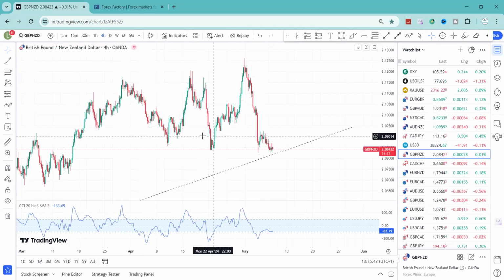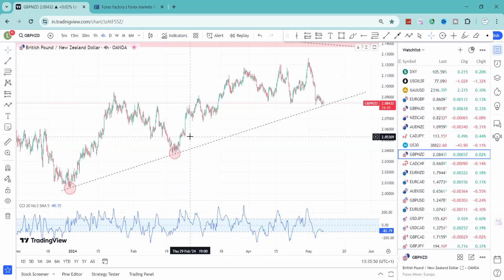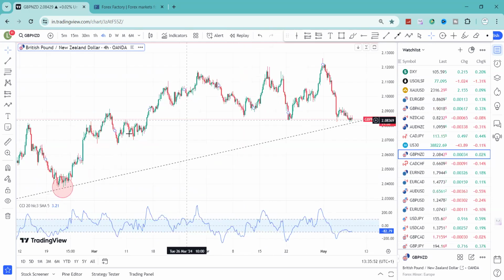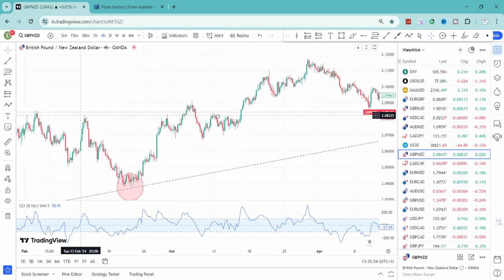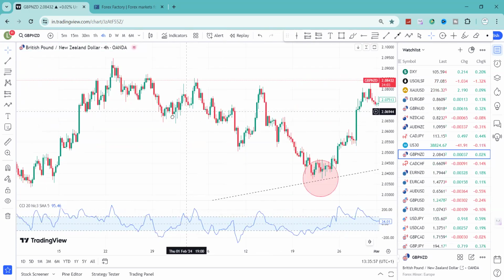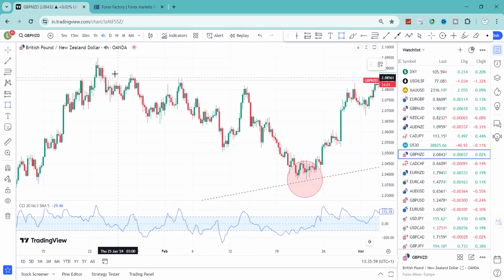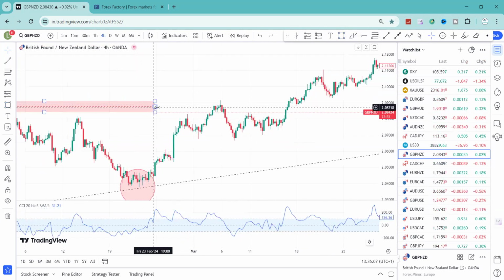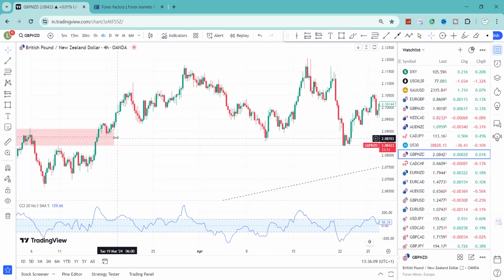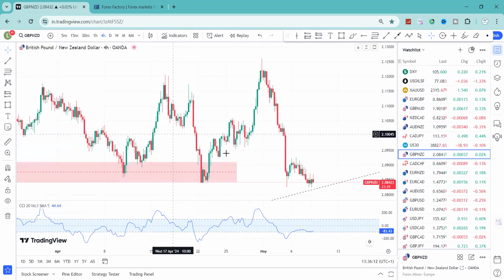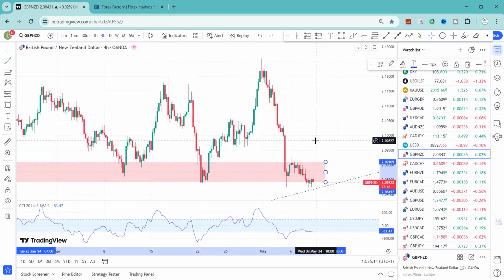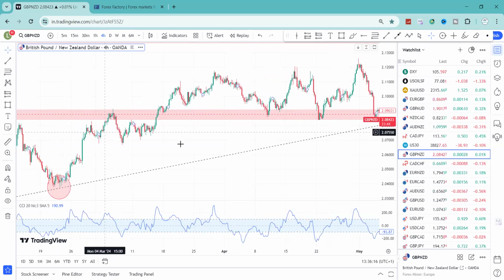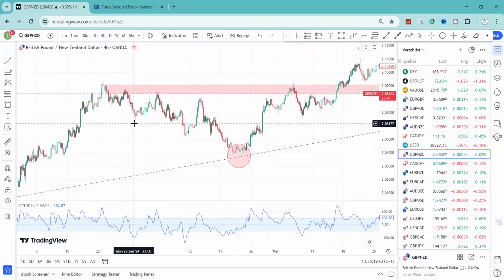Now, not only that. If you look at this particular zone where price is sitting, you would find out that that zone is also another significant area. So let me show that to you. I'll be dragging it all the way to the future.